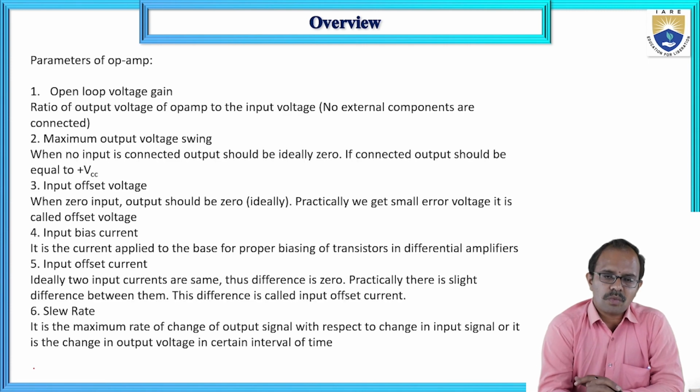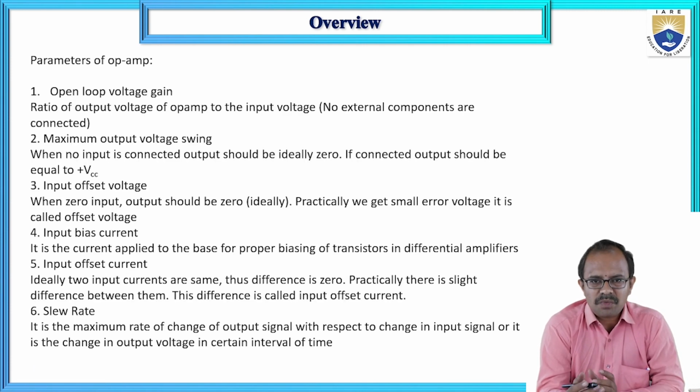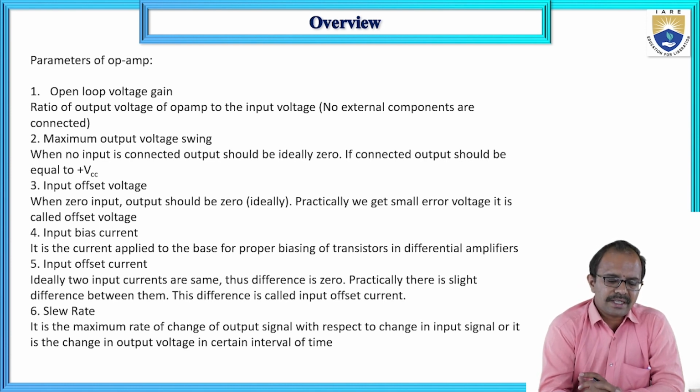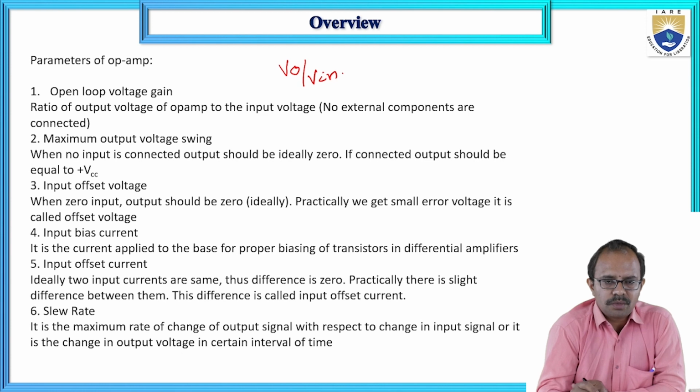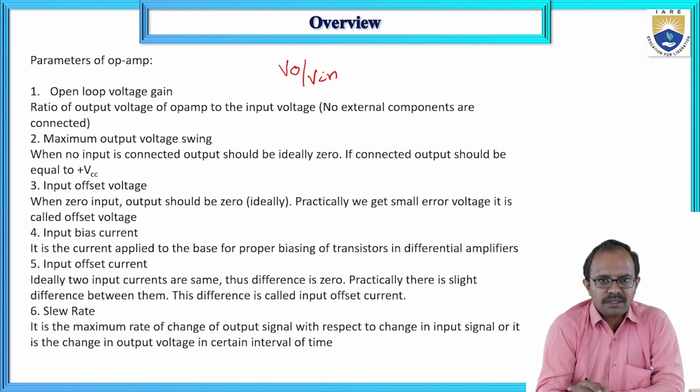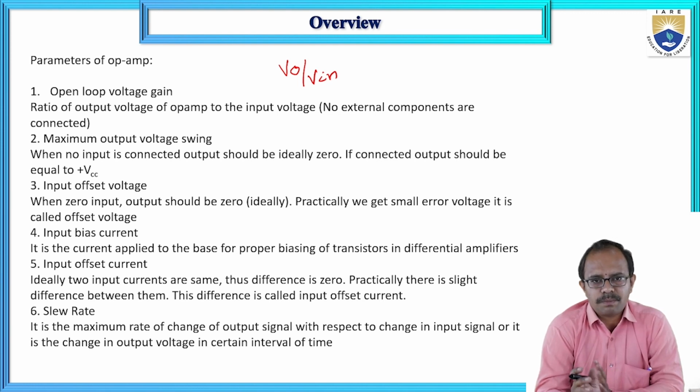So what is the first one? Open loop voltage gain. It is the voltage gain under open loop conditions. What is meant by the gain here? It is nothing but the ratio of the output voltage to the input voltage under open loop condition. Open loop means there is no feedback path between the output and input ports.